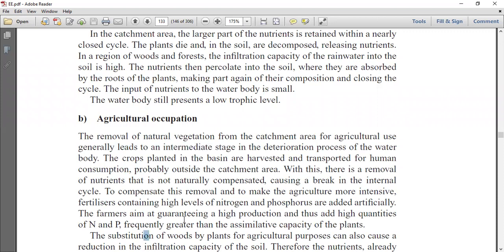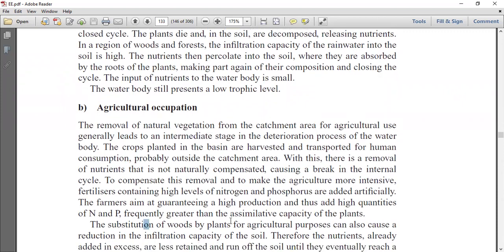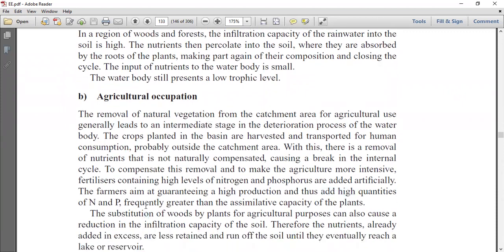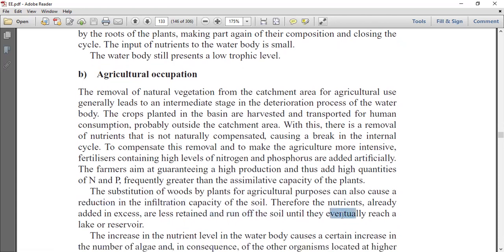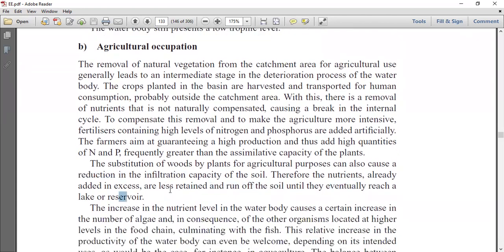frequently greater than the estimated capacity of the plant. The substitution of the wood by plants for agricultural purposes can also cause a reduction in the infiltration capacity of the soil. Therefore, the nutrients already added in excess are less retained and run off on the soil until they eventually reach a lake or a reservoir.